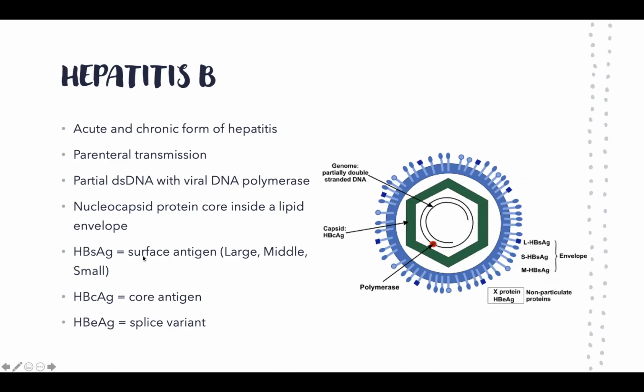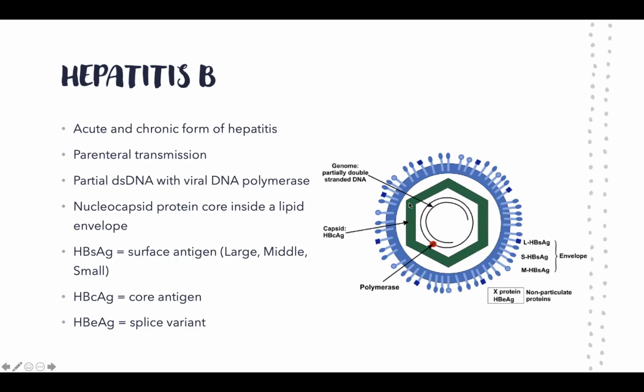So, important antigens here that we should take note of. There is a surface antigen on the outside. There are 3 different types: large, middle, and small. We also have a core antigen in the middle. So here's our core antigen.